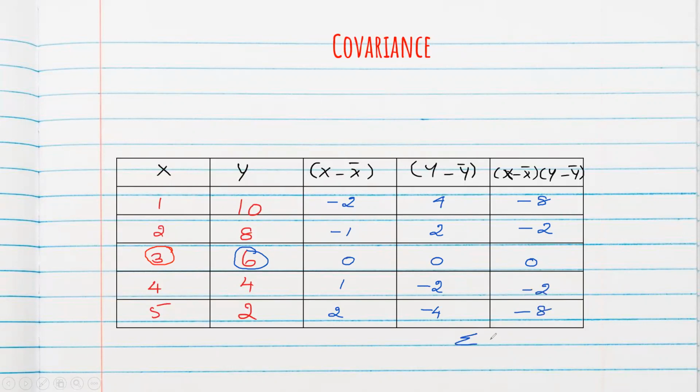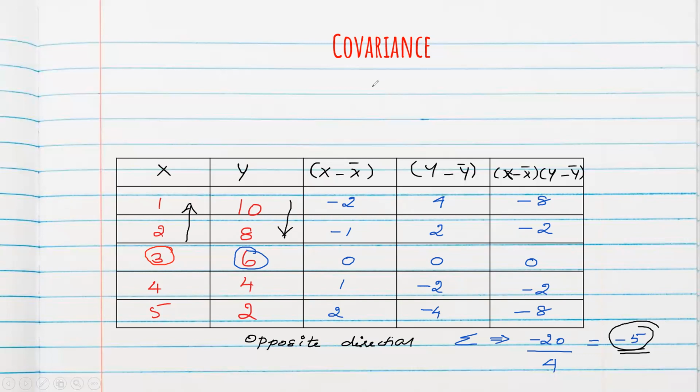So add everything. What do we get now? Minus 20. Divided by 4, if you find it for a sample, you would get the answer minus 5, right? So what does this signify when you get minus? You can see that x is increasing. What about y? Y is decreasing. So both are changing in the opposite direction, right? You can see that the answer is negative.